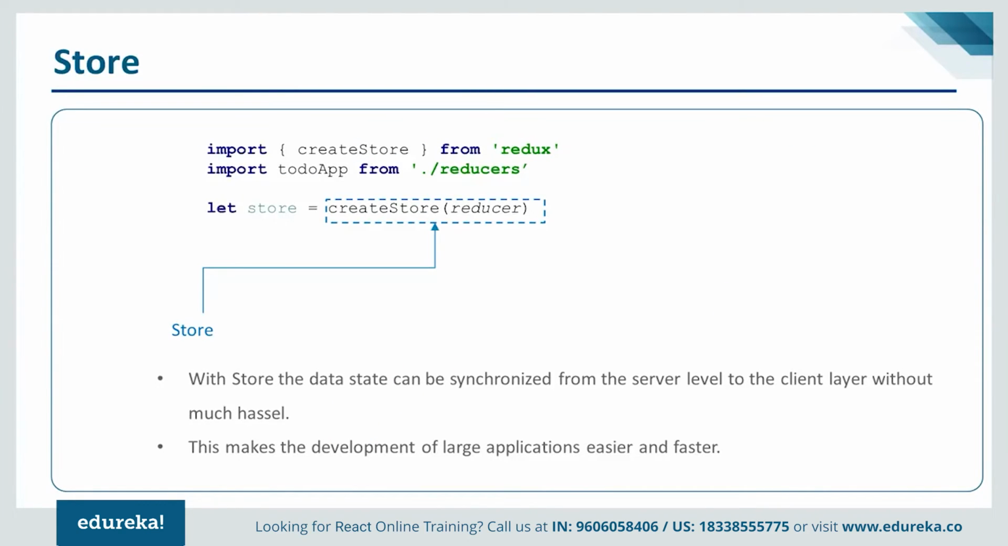With store, the data state can be synchronized from server level to the client layer without much hassle, which makes the development of large applications much easier and faster. So that is how we declare the store in Redux. Let store, where let is a keyword. Let and const are the new keywords which are introduced in ES6 specifications. So let store equal to createStore, which takes the reducer function as input parameter.